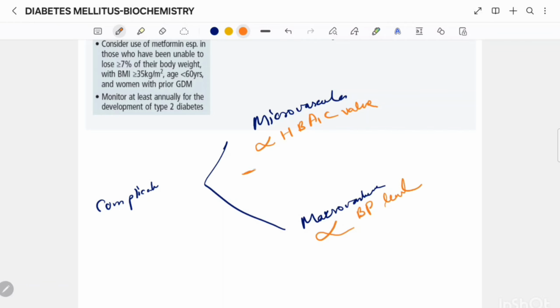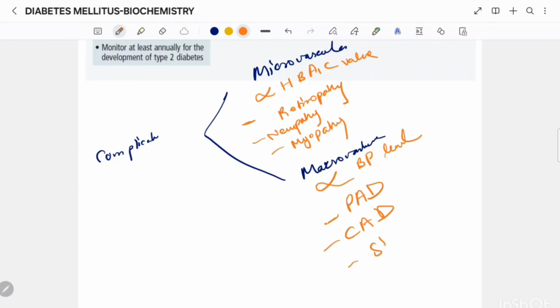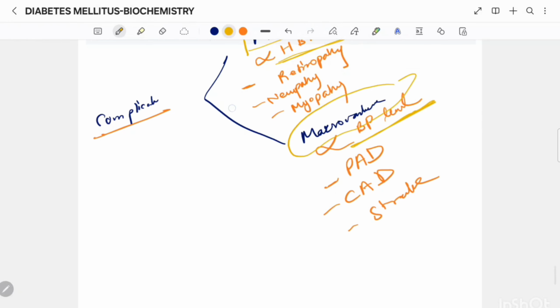Microvascular complications include retinopathy, neuropathy, myopathy, while macrovascular include peripheral arterial disease, coronary artery disease, stroke. So, to prevent complications, in case of microvascular, we need strict HbA1c control, and to prevent macrovascular complications, we need strict BP control.